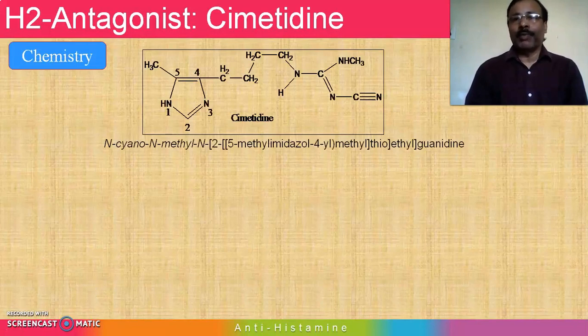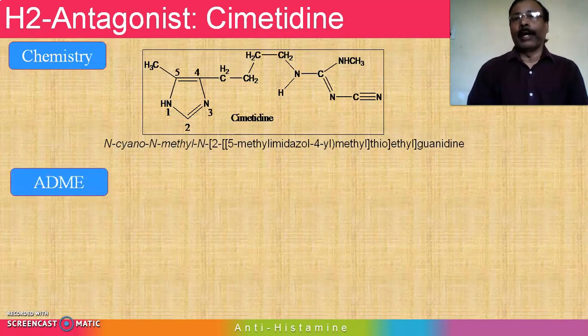The IUPAC nomenclature of Cimetidine is N-cyano-N-methyl-2,5-methyl imidazol-4-yl methyl thioethyl guanidine. Now focus on the ADME, that is absorption, distribution, metabolism and excretion of Cimetidine. Cimetidine exhibits relatively good bioavailability, about 60 to 70%, and the plasma half-life is about 2 hours. Approximately 30 to 40% of the Cimetidine dose is metabolized by S-oxidation and 5-methyl hydroxylation. The parent compound and the metabolite are excreted through renal excretion.